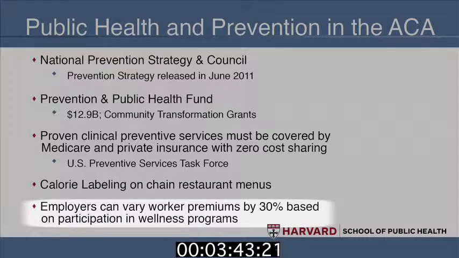Another item that is somewhat controversial is an ability for employers to vary health insurance premiums by as much as 30% based on participation in wellness activities. And there's been a lot of regulatory work to define when they can do that and under what circumstances. And some people are worried about this, other people think it's terrific. So a lot of division in terms of this, but it's something that's very much a part of the law and a lot of employers are paying close attention to.